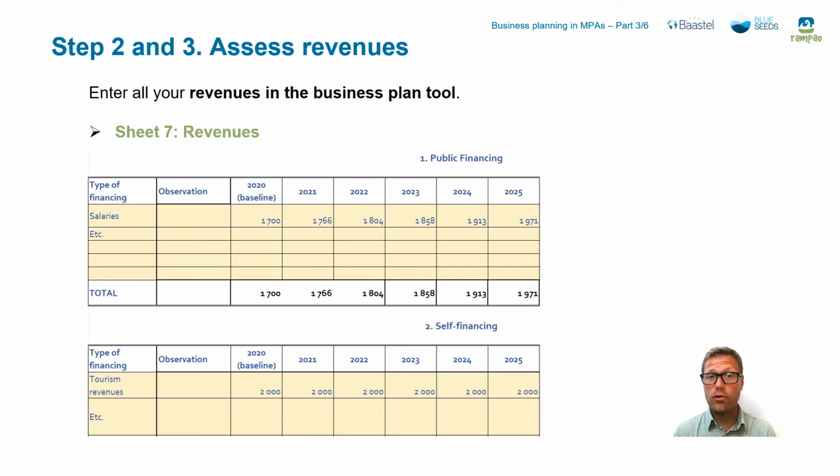Now that you've assessed your current and future revenues, you can enter them in the business planning matrix in sheet number 7, shown here, like you did for the cost assessment phase. Beyond calculating your financing gap, this phase will help you assess the number of funding sources, your dependency on some sources rather than on others, and the funding trends. Is a revenue constant, declining, or increasing?